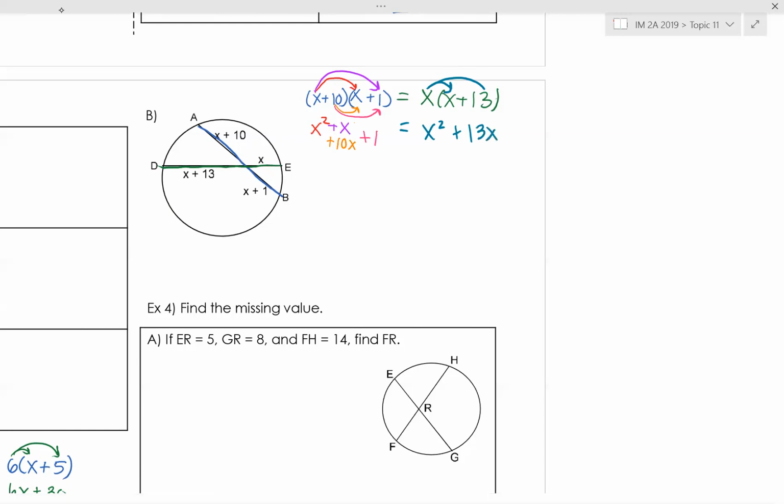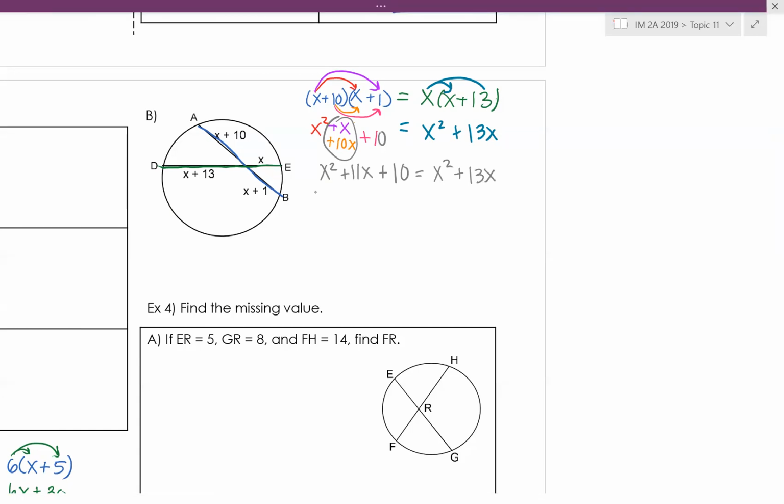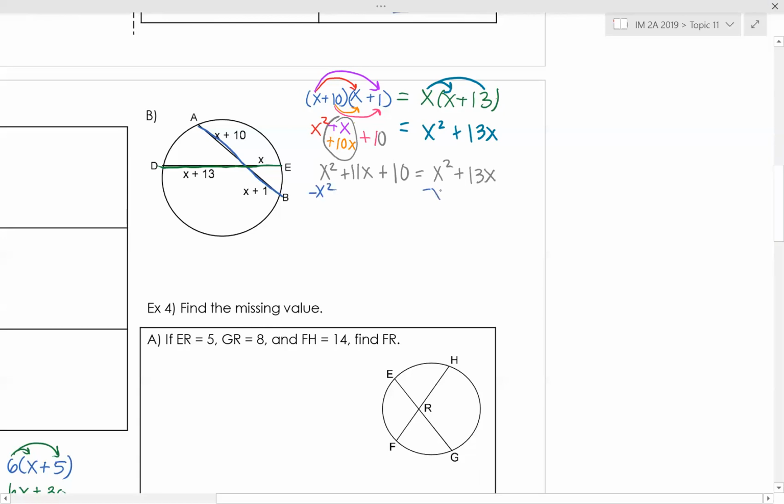So if I clean this up a little bit and combine like terms here that I stacked, I've got x squared plus 11x plus 10 equals x squared plus 13x. Whoops, that was supposed to be a 10. So normally when I have a quadratic, I need to get it equal to 0. So what we'll notice though is that if I subtract x squared from both sides of this equation, the x squareds go away. So that's good in terms of work because that means that I'm not going to have to factor anything.